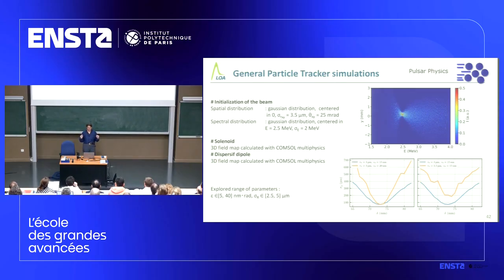Now it works. So this code allows us to trace the trajectory of electrons within a magnetic line. So we initialize the code with a spatial distribution, which is Gaussian, and a spectral distribution, which is Gaussian, and which are similar to the ones that we measured experimentally. And then we placed in the code the 3D maps of all the components used in the line. Those maps were simulated using the software Pulsar Physics, and we explored a certain range of parameters. Here you see a typical simulated screen using GPT. So we see again the kind of butterfly shape.